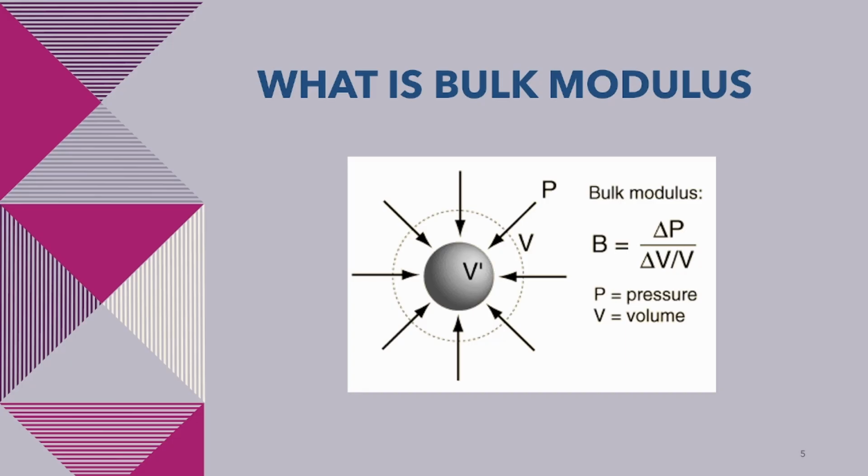Up next is, what is bulk modulus? Bulk modulus is a measurement of a material's resistance to becoming compressed. And the equation for that is bulk modulus equals change in pressure over the change in volume divided by volume. And there's a diagram for that.